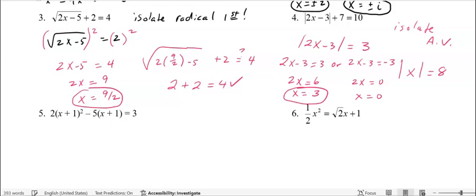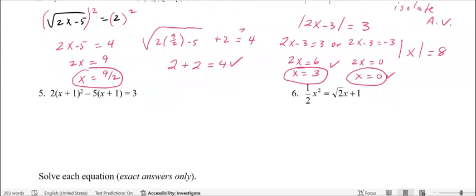So if I let x be 3, that's 6 minus 3. The absolute value of 3 is 3 plus 7. That equals 10. That works. If I let x be 0, I get the absolute value of negative 3, which is also 3 plus 7. That equals 10. So they both are good, but you definitely want to check them out. It could be that one of them works and the other one doesn't.